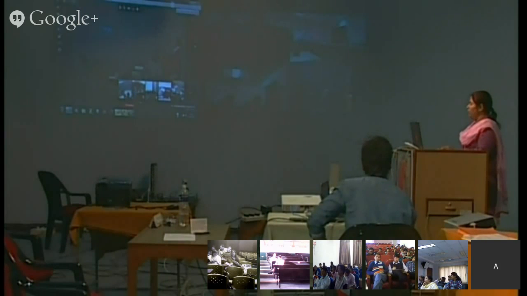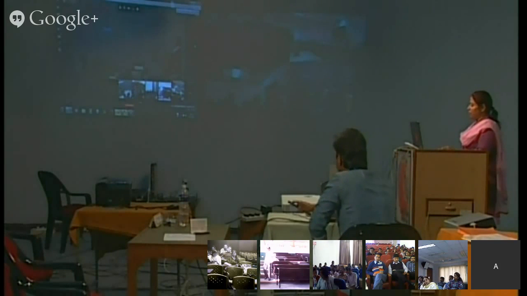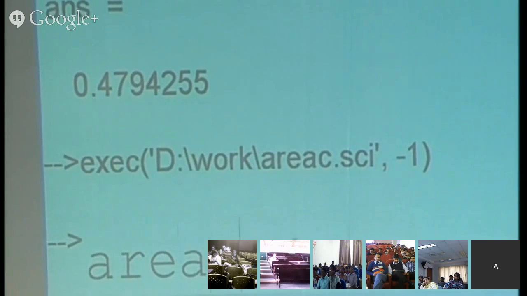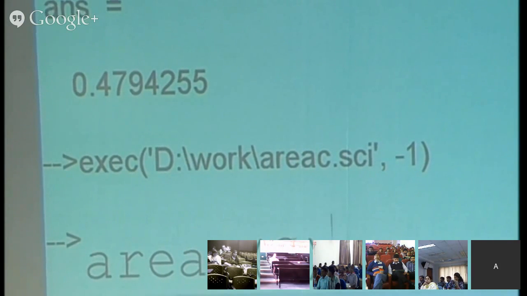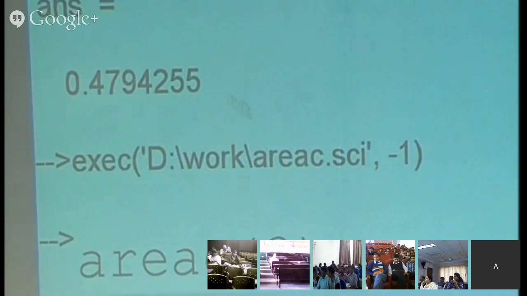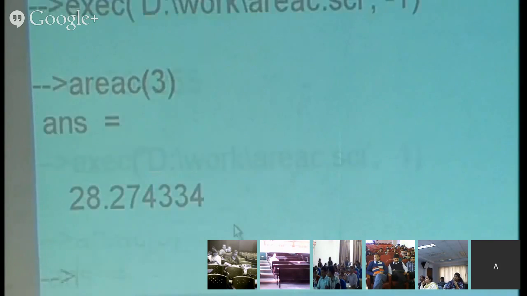Now when the file is executed on the Scilab console, you will get this exec. This means this file has been executed. So when you call this, you are providing 3 as the radius and calling this function areaC, you will get the answer as 28.274, as you can see.